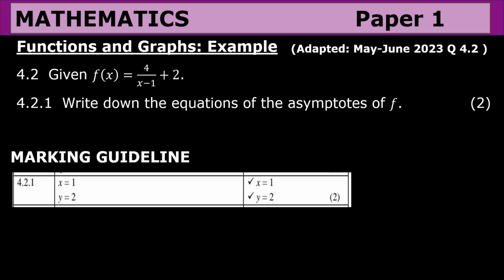Now, we know that this is a hyperbola, so we are required to write down the asymptotes of f, and this is simply 1 mark for x is equal to 1, and another mark for y is equal to 2. Now be careful, we have a norm of writing p is equal to and q is equal to. You will not get marks for this. The memorandum is quite clear. You get marks for x is equal to 1 and y is equal to 2, and that is it.